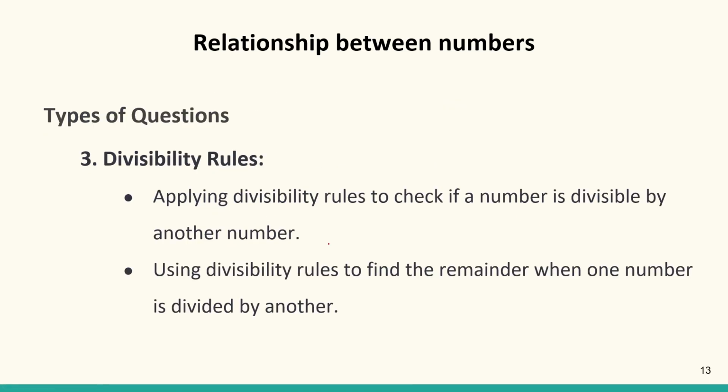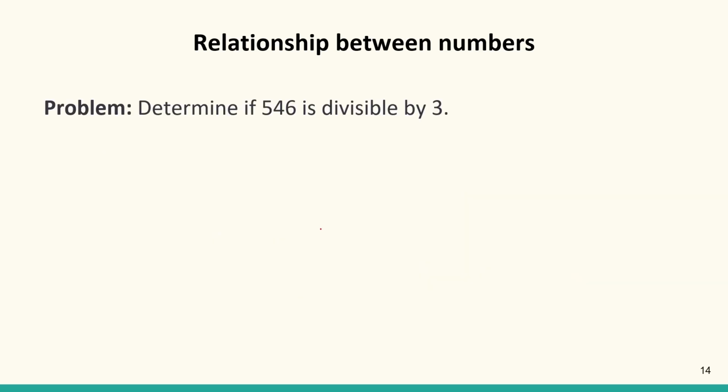Okay. So the third kind of question is on divisibility rules. So applying divisibility rules to check whether a number is actually divisible by another number. Okay. So let's see an example and we'll get it in detail. Determine whether 546 is divisible by 3 or not. So what we need to check is 546. So we will use that rule.